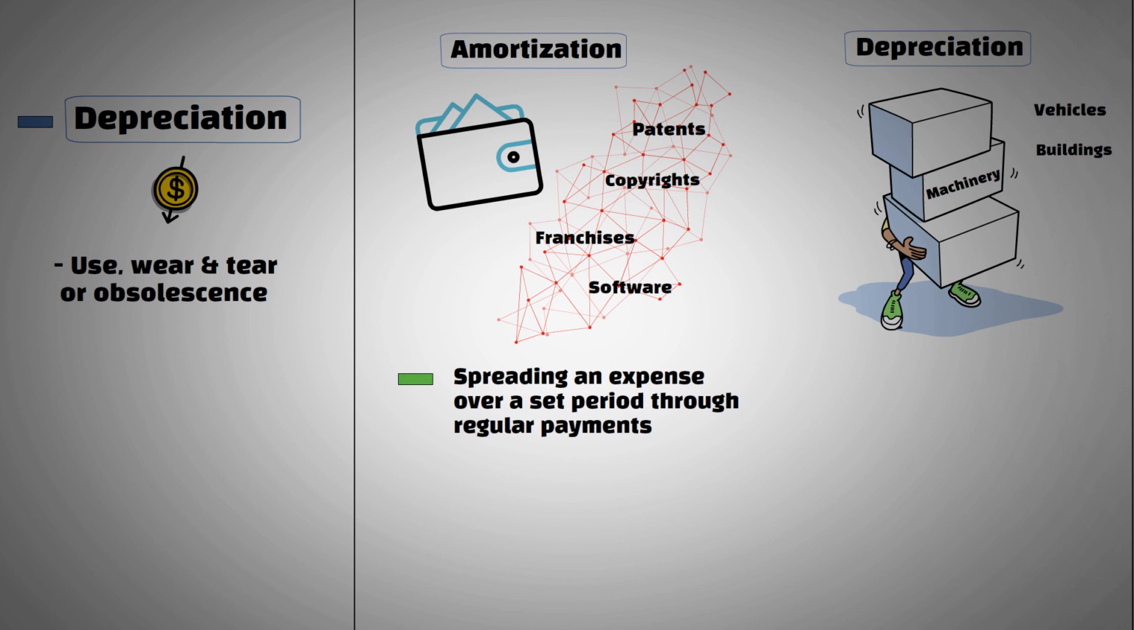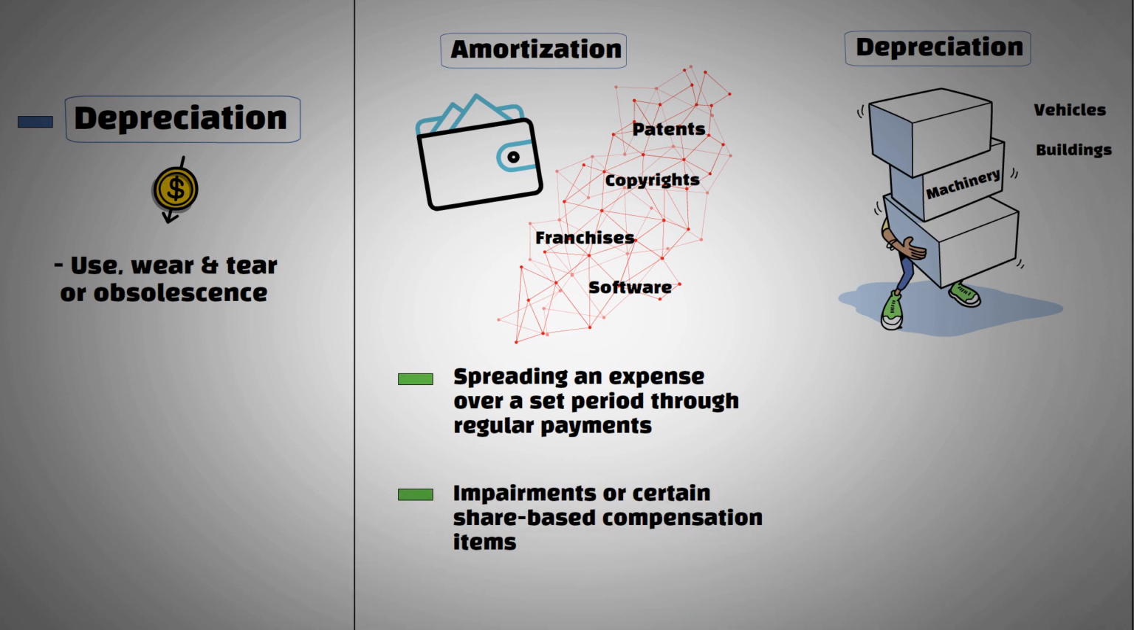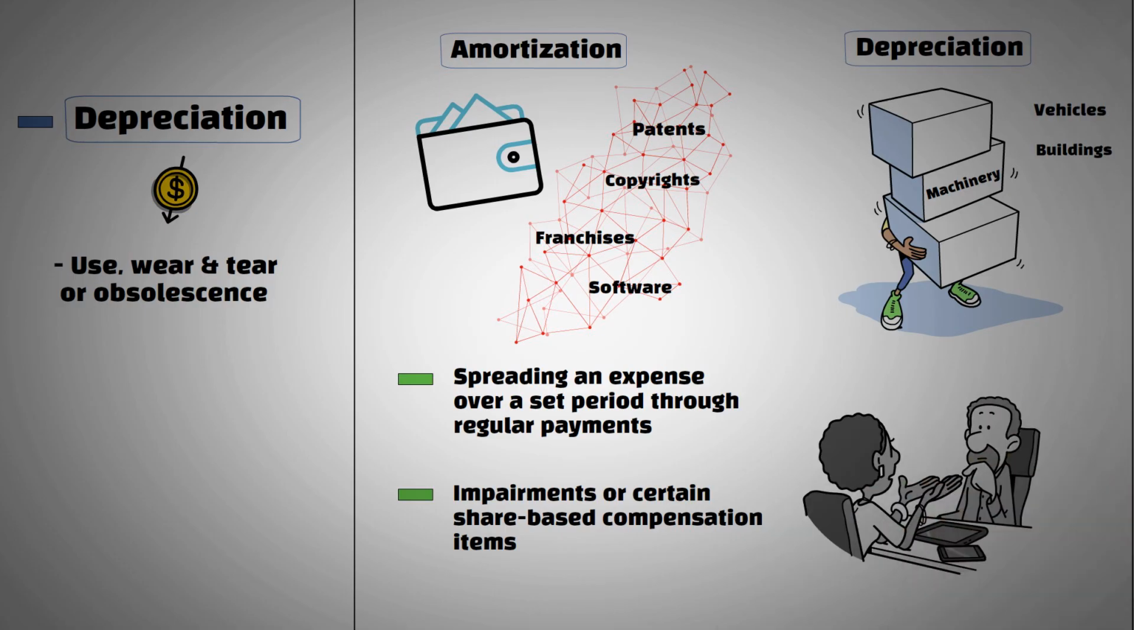Other non-cash charges, such as impairments or certain share-based compensation items, can also be adjusted for depending on how conservatively the investor wants to calculate owner earnings.